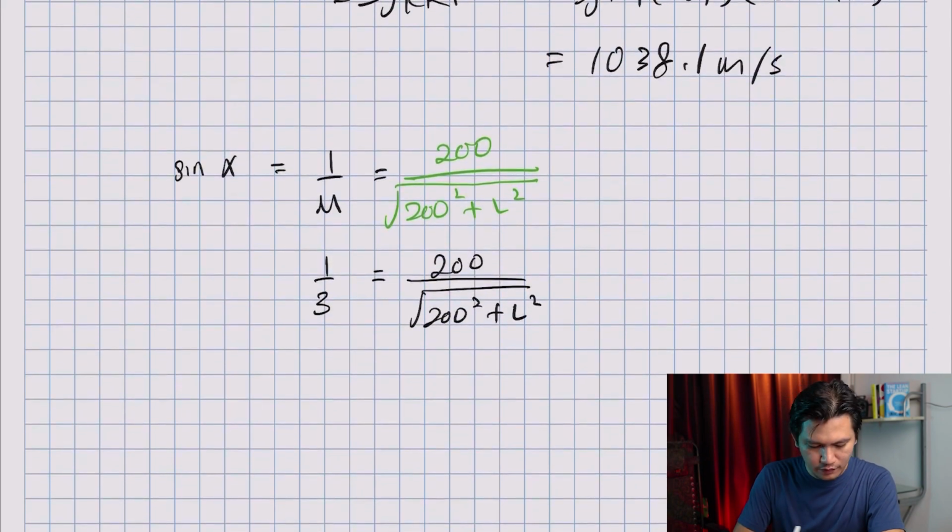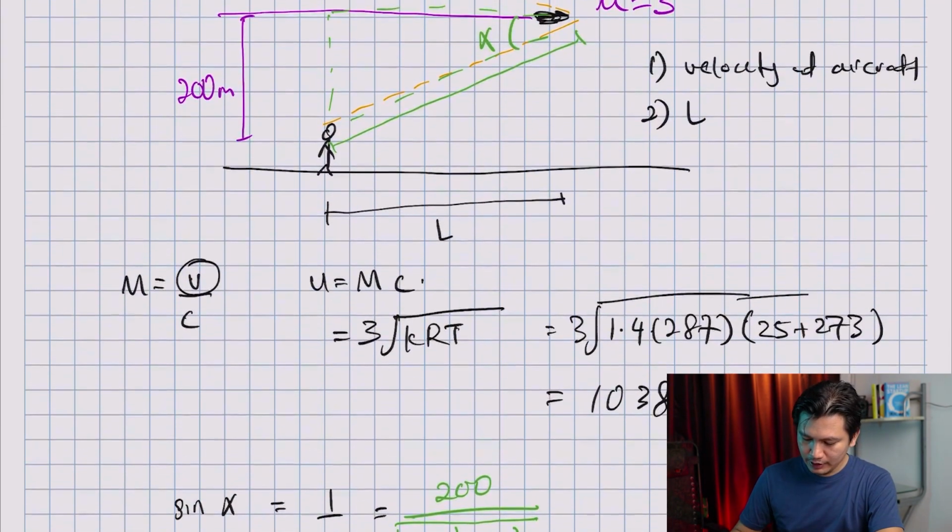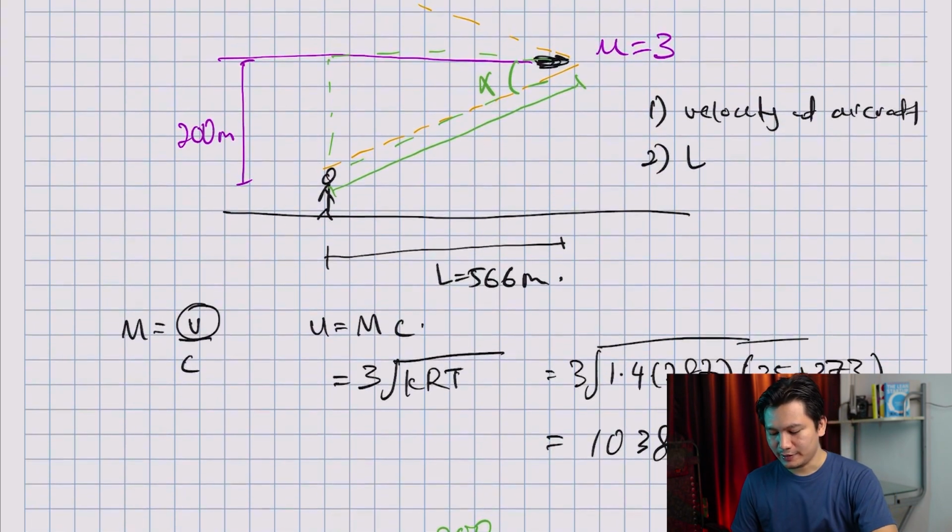Now let's solve for this. That will be the square root of (200 times 3) squared minus 200 squared. So L is 565.6 meters, so L here is about 566 meters. There you go, that's our answer for both questions.